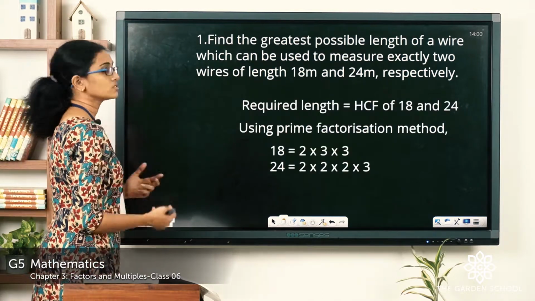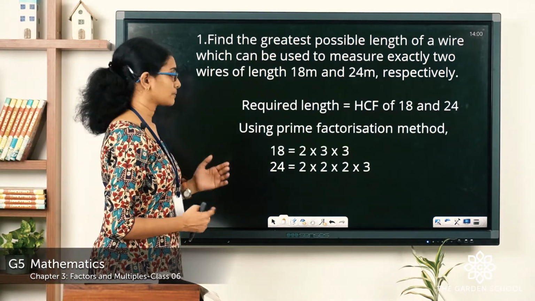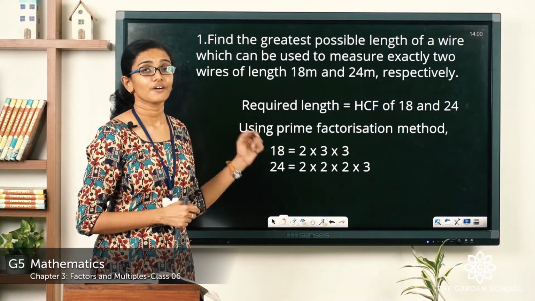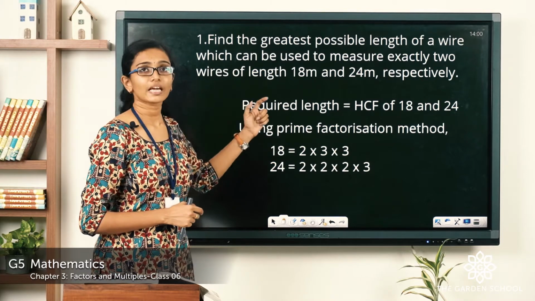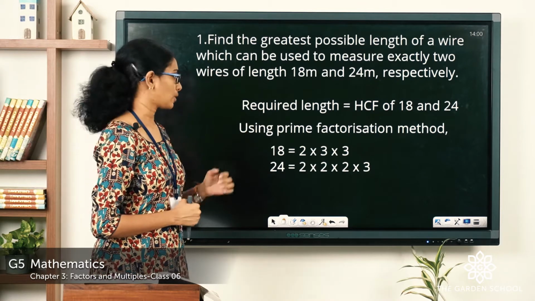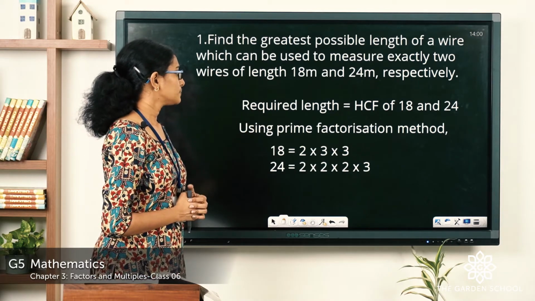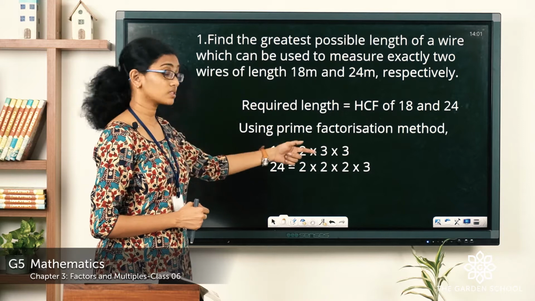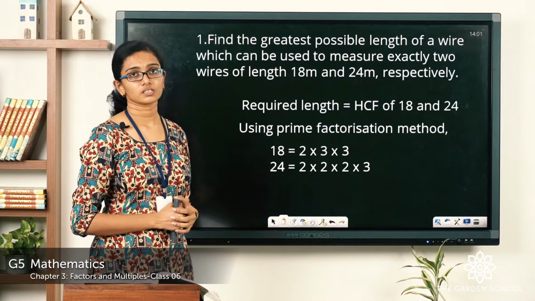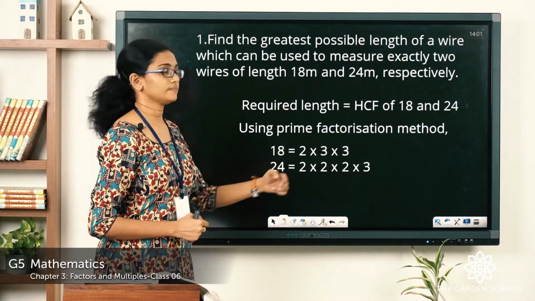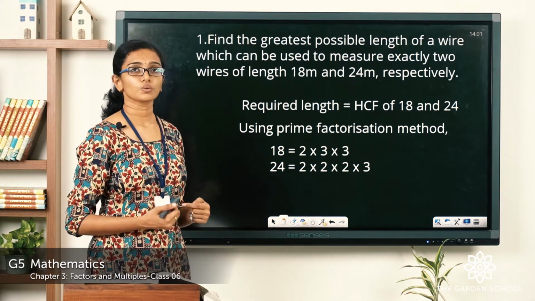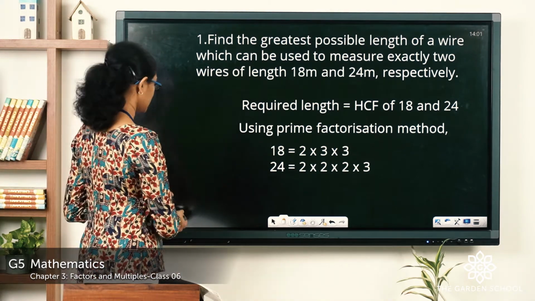So let's see how we can find the HCF. We have already learned two methods to find the HCF. One is the prime factorization method and the other one is the short division method. So let's find the required length or the HCF of 18 and 24 by prime factorization method now. So how do we do the prime factorization method? Let's factorize these numbers in terms of their prime factors alone. So 18 prime factorized gives you 2 into 3 into 3 and 24 prime factorized gives you 2 into 2 into 2 into 3.